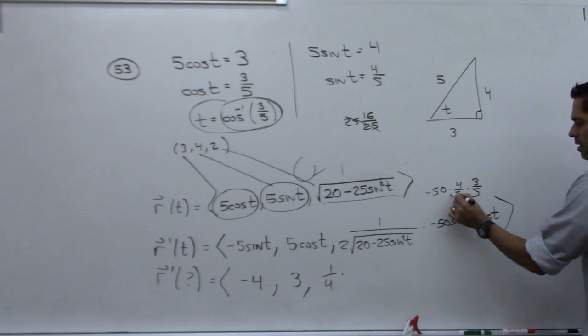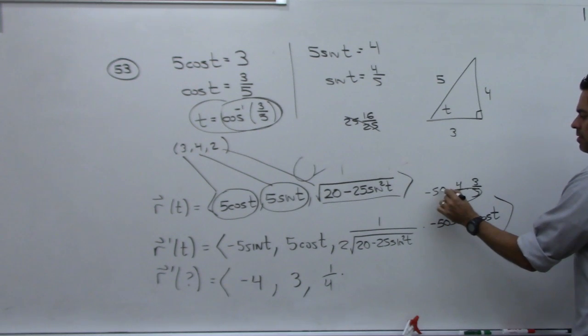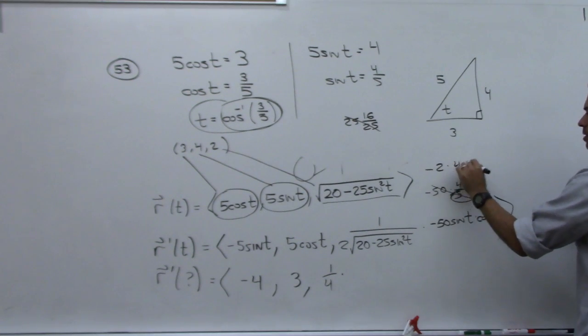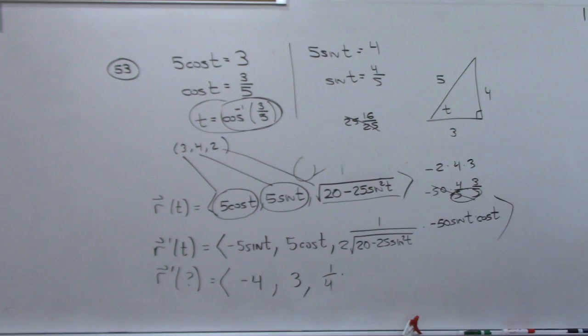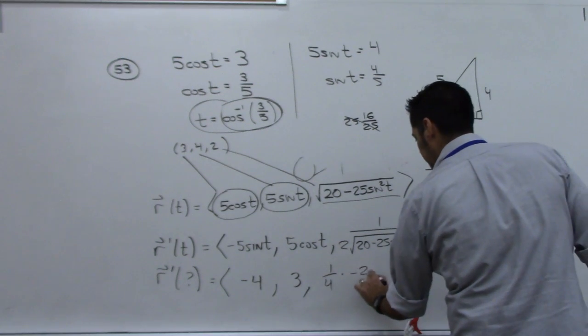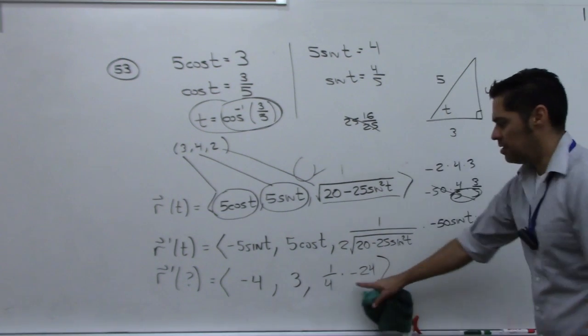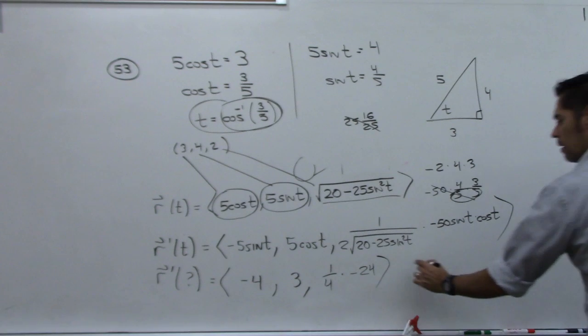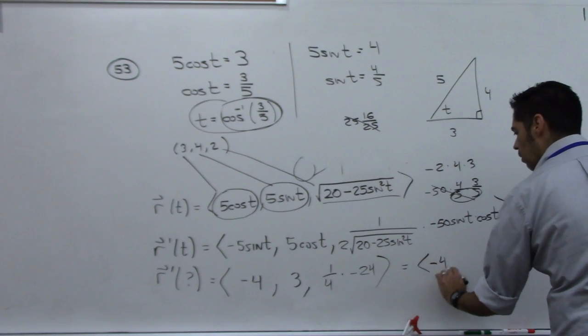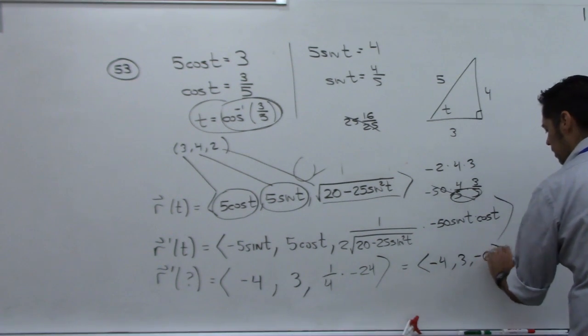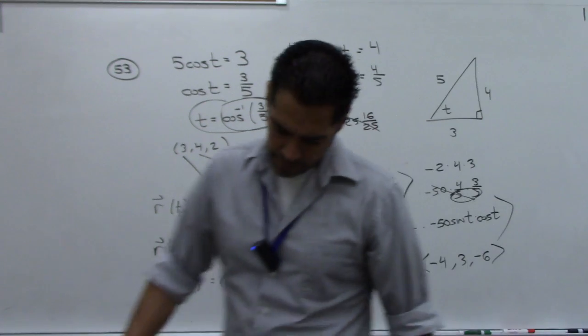So what? This is 25, goes into 50 twice. And then this is going to reduce out to be a 2. So we have negative 2 times 4 times 3. That's 24, so negative 24. And that's just negative 6. So this is the vector negative 4, 3, negative 6. Going to check it.